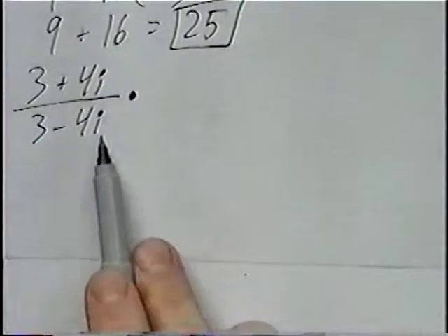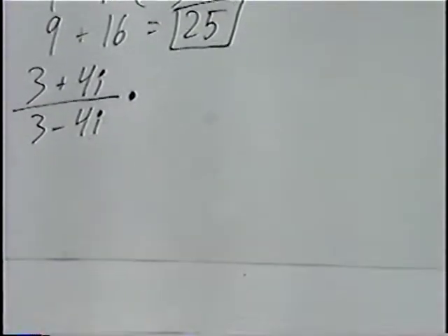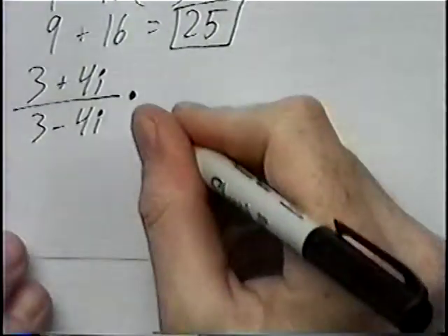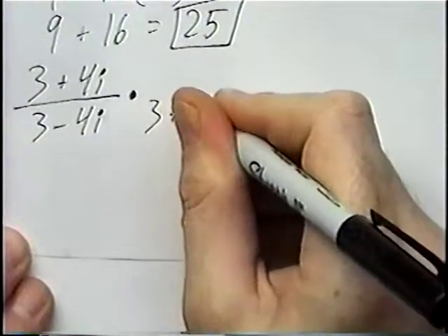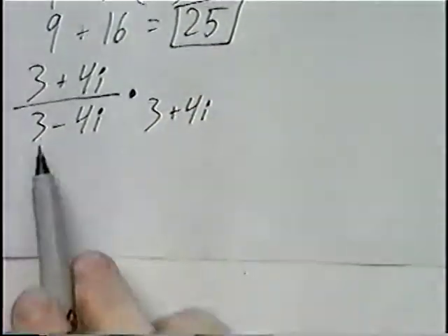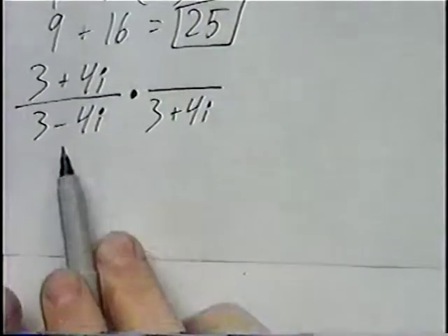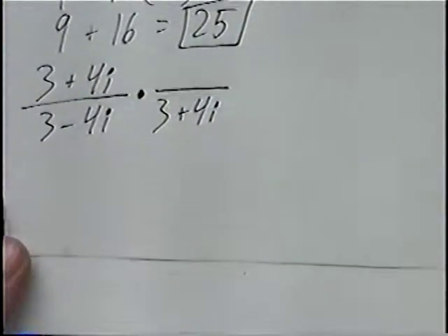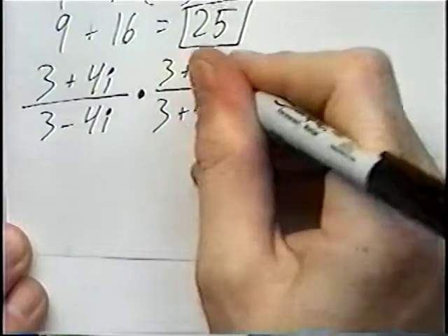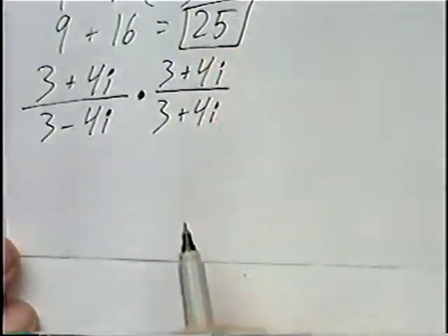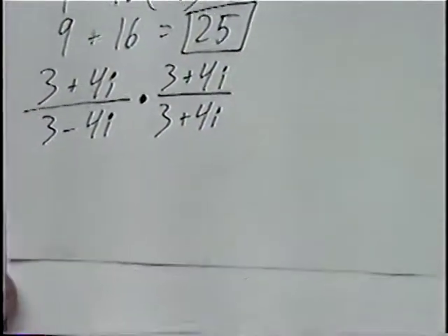To cancel out the i in the denominator, if we have 3 minus 4i, we can multiply by the opposite, or conjugate, of that, which would be 3 plus 4i. If we multiply the denominator by 3 plus 4i, we'll multiply the numerator by the same 3 plus 4i.